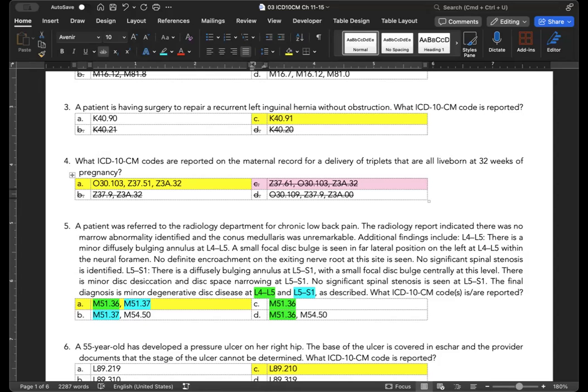Now, I will tell you, and Crystal, don't freak out whenever I say this, I will tell you that they do get more difficult the higher that you get.